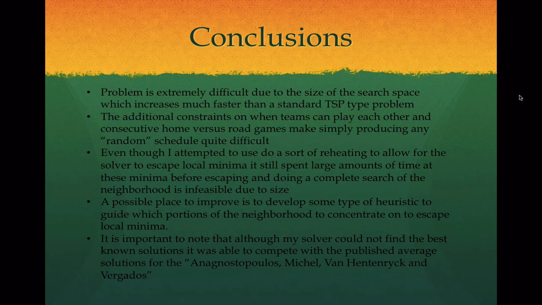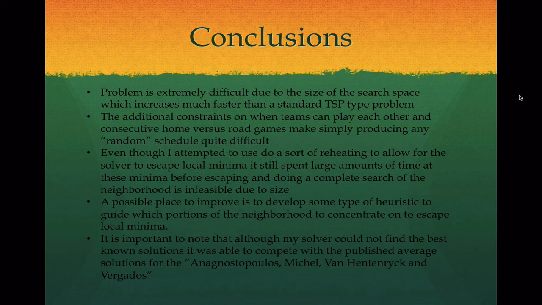This problem is extremely difficult due to the size of the search space. It increases much faster than a standard TSP type problem. The additional constraints on when teams can play each other in consecutive home games and consecutive road games make simply producing a random schedule quite difficult. Even though I attempted to do a sort of reheating, you can see from the charts that it did get stuck relatively easily and had a very difficult time escaping.